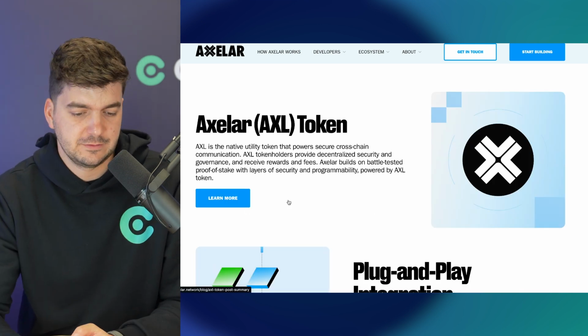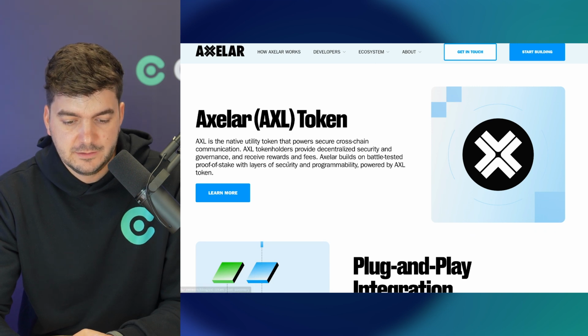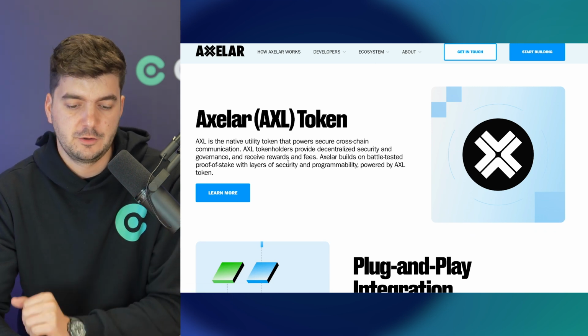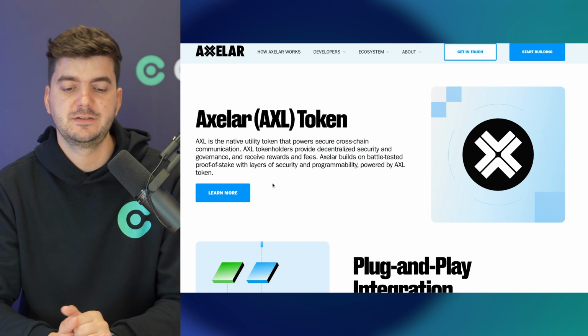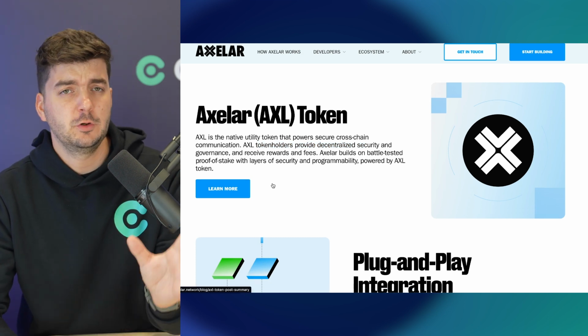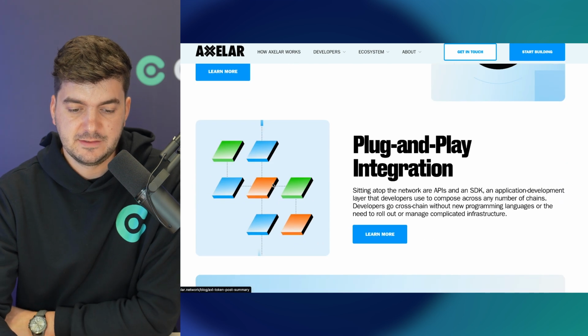Of course, Axelar has a native token, AXL, and it's the same as we are used to. The Axelar token holders provide decentralized security and governance and receive rewards and fees. Or as we like to call it, they provide liquidity and they stake the tokens.